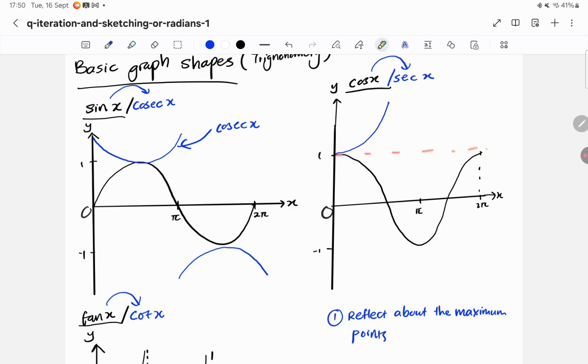And if I'm not mistaken, this should actually be pi over 2, just for reference. So I'm just going to double check that with you. Yes, so pi over 2, and this should be 3 pi over 2.